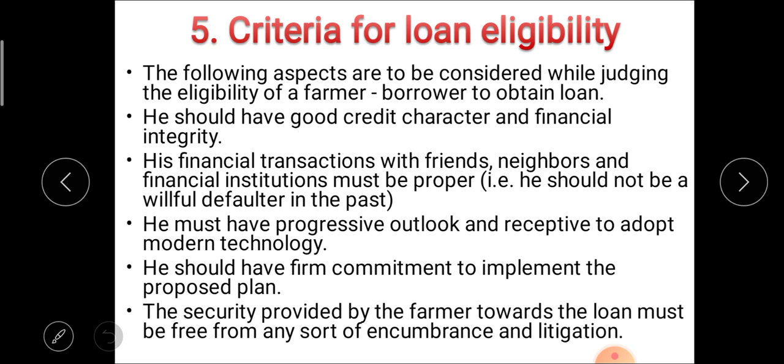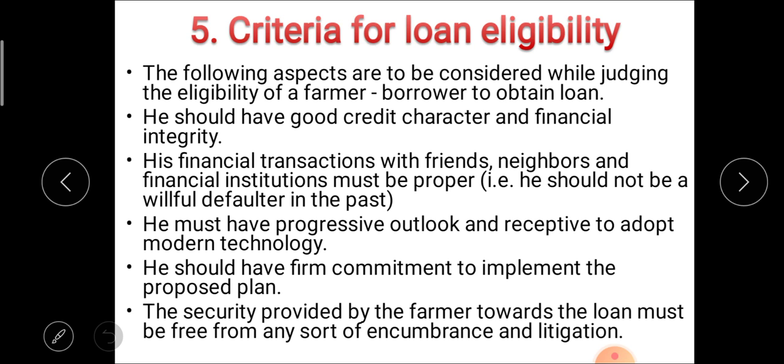The following aspects are considered while judging the eligibility of a farmer borrower while receiving a loan. First, he should have sound character or financial integrity. Then, his financial transactions with friends, neighbors and financial institutions. Then he must have a progressive outlook, or be receptive to adopting modern technology. He should have a firm commitment to implement the proposed loan, and the security provided by the farmer towards the loan must be free from any sort of encroachment or litigation.